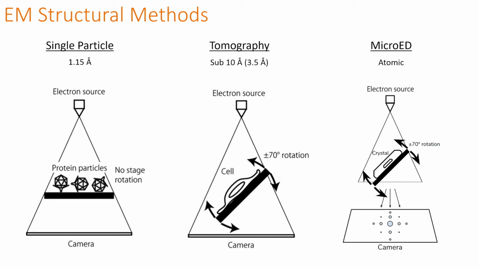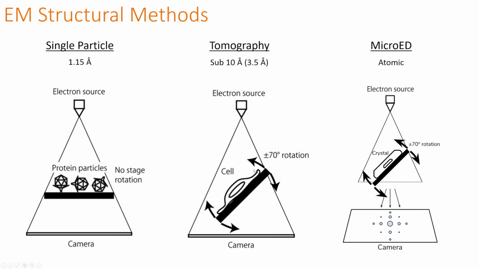When each object of interest has a unique structure, such as for cells or tissues, then we turn to tomography. In this case, the object of interest is tilted in the electron beam as much as possible, which is plus minus 70 degrees. And from this tilted data, we can get a three-dimensional structure, which is usually in and around 10 angstroms.